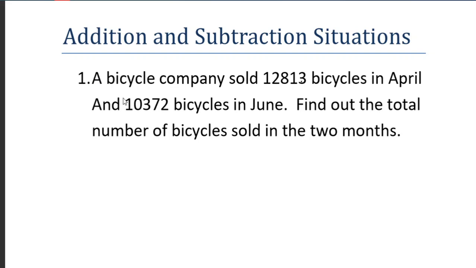A bicycle company sold 12,813 bicycles in April and 10,372 bicycles in June. Find out the total number of bicycles sold in the 2 months.